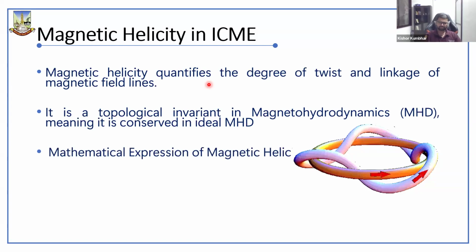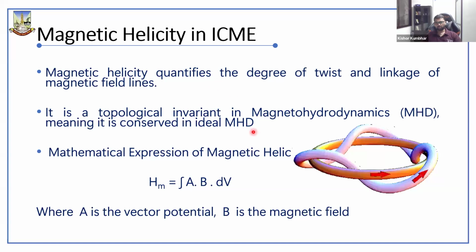And mathematically, it is explained. Oh, okay, the image is overlapping it. Let it be. Mathematically, it is given by this expression where H_M is equal to the integral of A dot B dV, where A is the vector potential and B is the magnetic field.